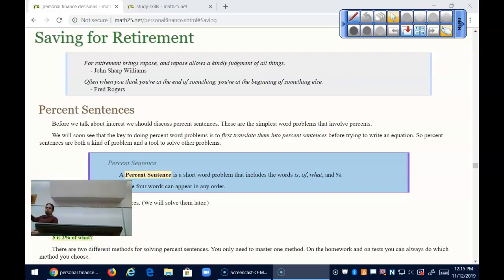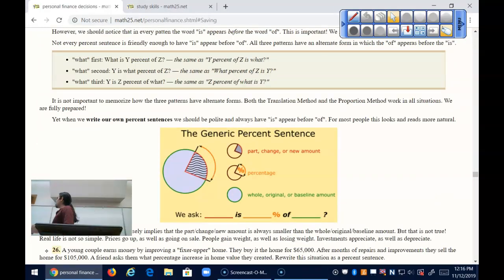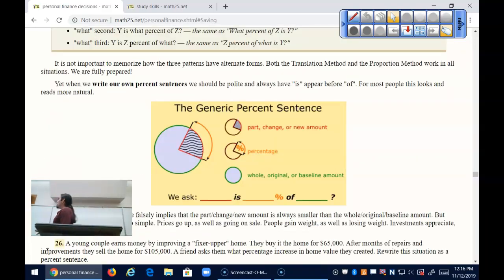They have is, of, what, and percent, and there was the translate way and the proportion way to solve them. And the end product of all of that was this cute little picture, which I will make bigger, where you have something is something percent of something else. You have some word problem in real life, and you have to figure out what is the part, the new amount. You have to figure out what is the whole, the original, the baseline amount. And then it's sort of like Mad Libs. You plug them in and use either the translate or the proportion method, whichever makes you happy.